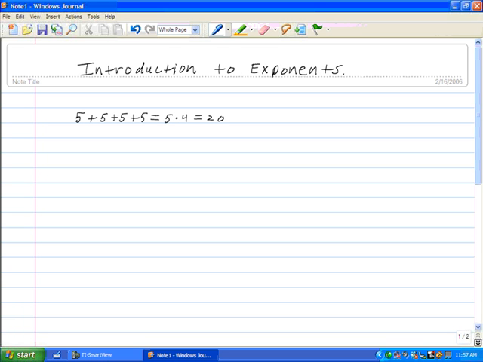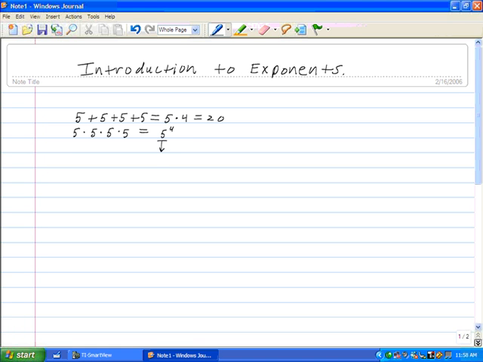Now if we step forward and think about an occasion where we might be asked to multiply the same number by itself repeatedly, that's where exponents come from. An exponent is just another way to write a number or a variable that is being multiplied by itself repeatedly. In an exponential expression like this, we have two very critical parts.